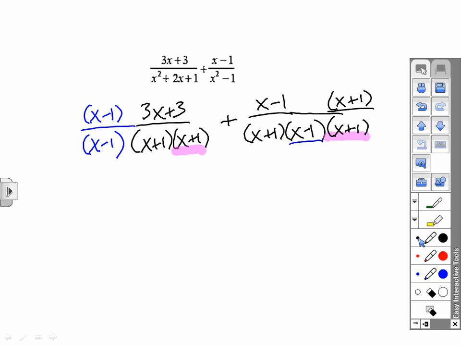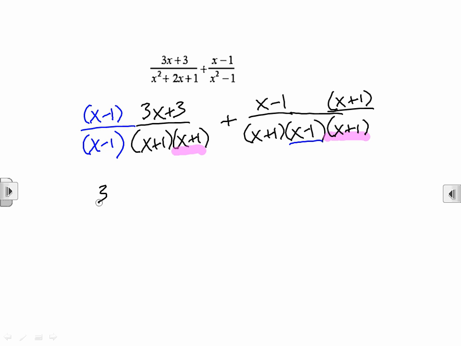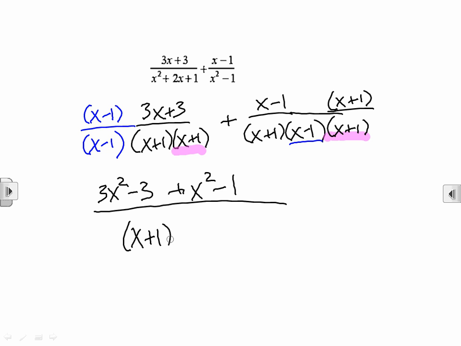So this would simplify using the box or FOIL. 3x squared, negative 3x. Ooh, that's going to reduce. Minus 3. Plus, I'm going to go ahead and box or FOIL the next part. That's a difference of squares. x squared minus 1, all over (x plus 1) times (x plus 1) times (x minus 1).